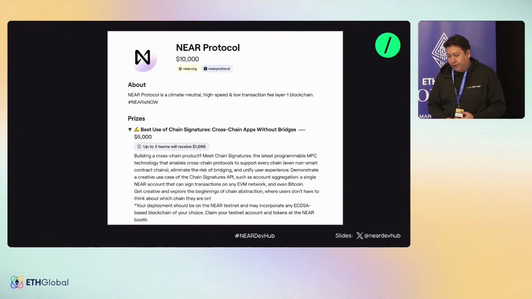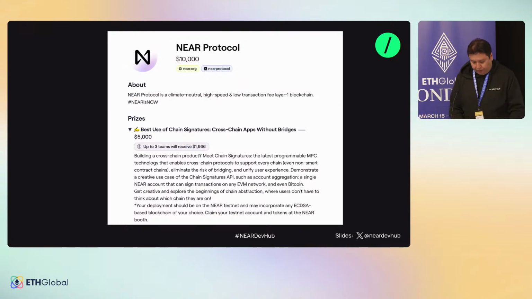And then we have the chain abstraction, the chain signatures. If you use any of the components I was about to show, like the FastAuth, or the multi-chain, or the relayers, you should be eligible for this specific bounty.